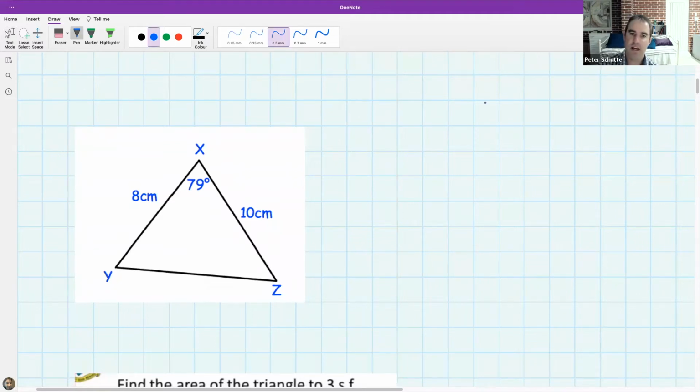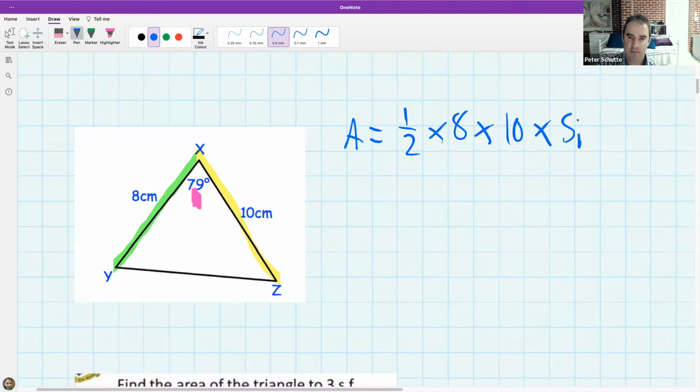So Dunel, the area rule says, I'll show you in this example when we do it now. The area rule says for any triangle, if you want to find the area, you go a half times, as long as you've got one side, another side, and the angle in between, you can find it by going a half, 8 times 10 times the sine of the angle in between those two.